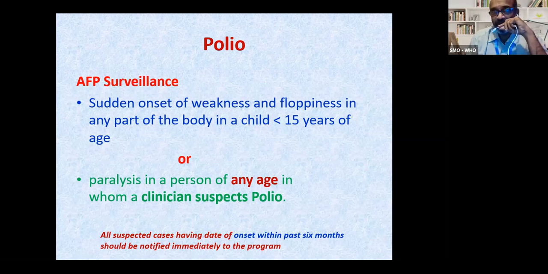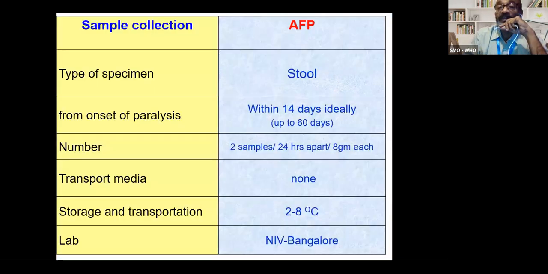If the person is above 15 years, it should be reported only if the clinician is suspecting polio. And when you report a case, this is what we do. The sample collected is stool. We need to collect two stool samples within 14 days from the onset of paralysis, ideally. Up to 60 days, or 2 months, we do collect samples.